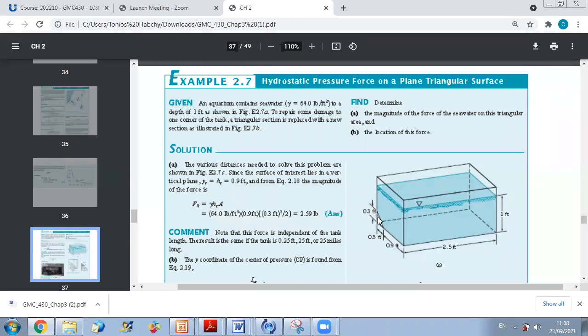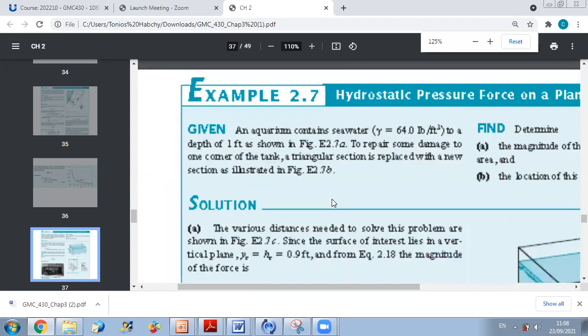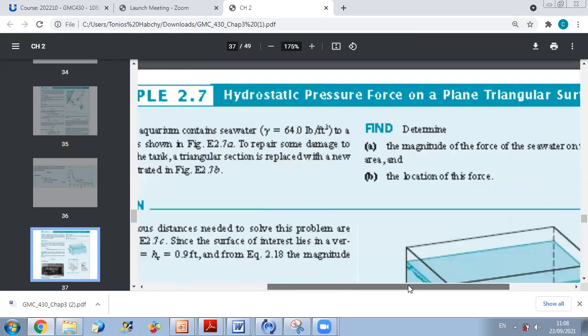So we want to replace the damaged part by this triangular section, and we want to know the force of water acting on this part to know which material to use. The question here is to find the magnitude of the force acting on this triangular part and the location of this force. So let us look at our figure.